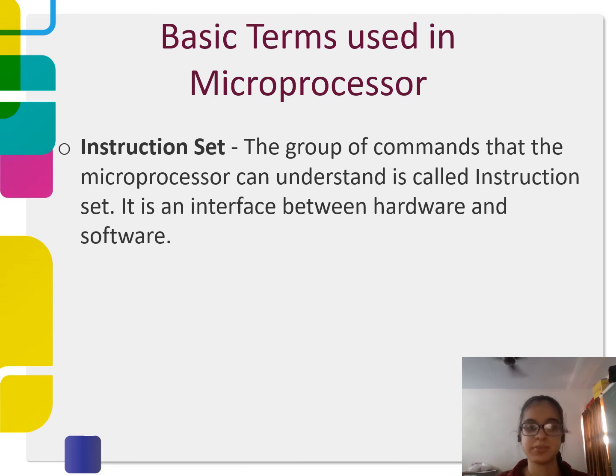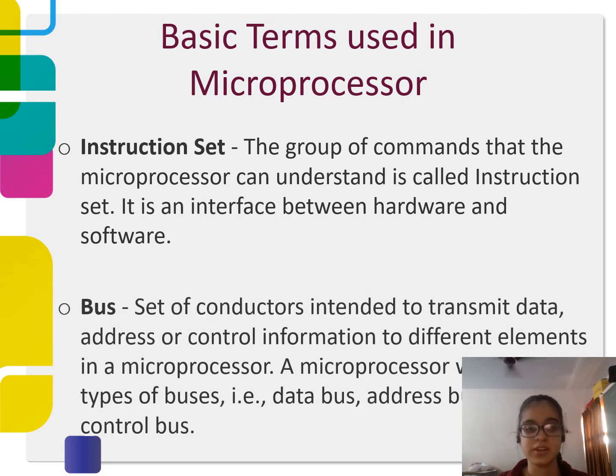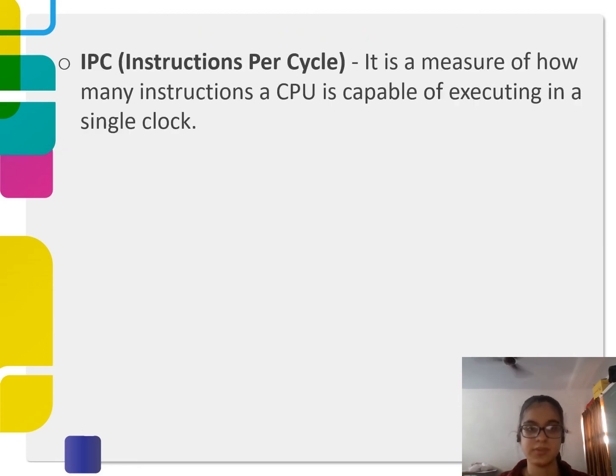Basic terms used in microprocessors. Instruction set: the group of commands that the microprocessor can understand is called the instruction set. It is an interface between hardware and software. Bus: it is a set of conductors intended to transmit data, address or control information to different elements in a microprocessor. A microprocessor will have three types of buses: data bus, address bus and control bus.